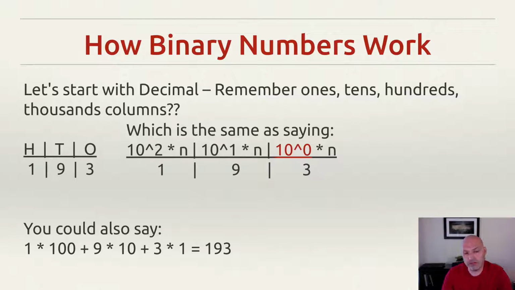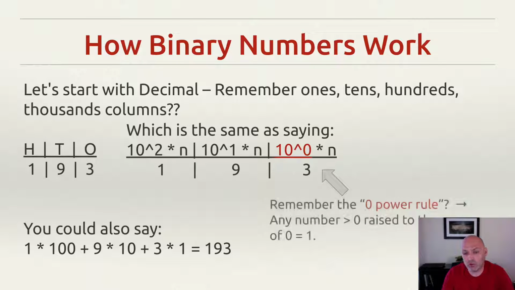Well, what those places actually represent is your base to an increasing power for every place. Now, you might remember that the zero power rule in mathematics says that anything to the power of 0 is 1. So when we say 10 to the power of 0, what we're actually saying here is that that is represented by a 1. The times n is that we're going to take whatever that weight is and multiply it by the value that's stored there. So in this case, a 3.